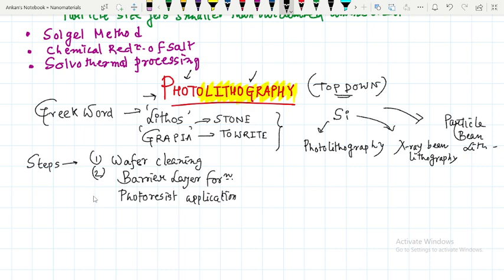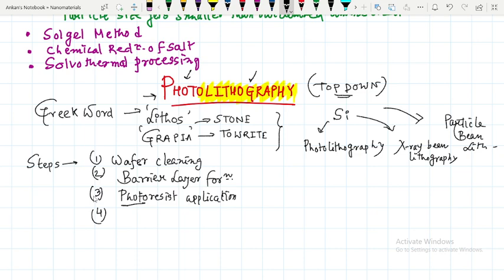Now the question which is coming to your mind: what is photoresist? We cannot go on without knowing about the photoresist, so you have to know at first what is photoresist. Photoresists are certain chemical organic polymers which change their structure in the presence of UV radiation or light radiation, so the name photo applies here. So photoresist application is the crucial step involved in photolithography.